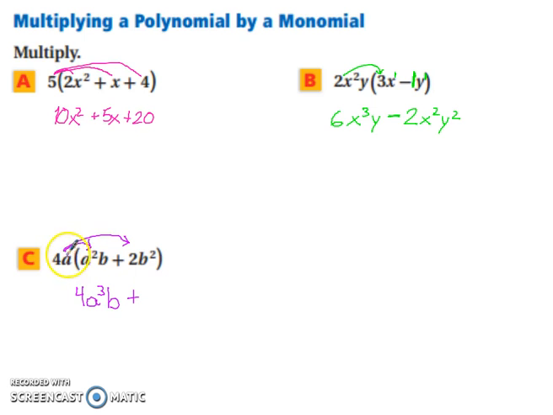Plus, and now we have 4a times 2b squared. So we multiply our numbers, so 4 times 2, which is 8. There's no other a's, so we're going to keep that. And then we have a b squared here.